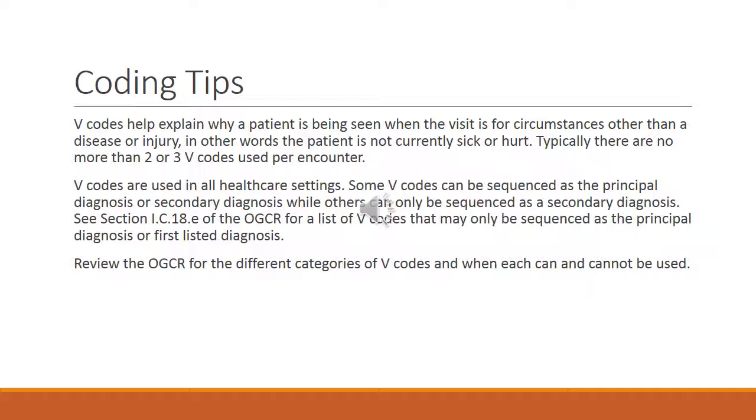Some V codes can be sequenced as the principal diagnosis or secondary diagnosis, while others can only be sequenced as a secondary diagnosis. See Section 1C18E of the OGCR for a list of V codes that may only be sequenced as the principal diagnosis or first listed diagnosis, and review the OGCR for different categories of V codes and when each can and cannot be used.